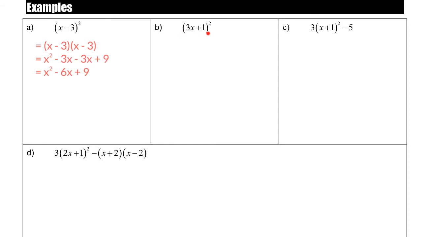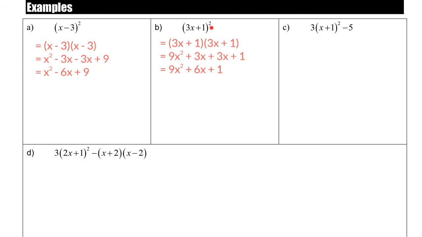Here I have the same situation, brackets squared. So that ends up being the brackets times itself. 3x plus 1 times 3x plus 1. So now I'll do 3x times 3x to get 9x squared. 3x times 1 gets me 3x. 1 times 3x gets me 3x. And 1 times 1 gets me 1. So now I have 9x squared plus 3x plus 3x plus 1. Those middle terms, 3x plus 3x, simplifies to 6x. So I end up with 9x squared plus 6x plus 1.